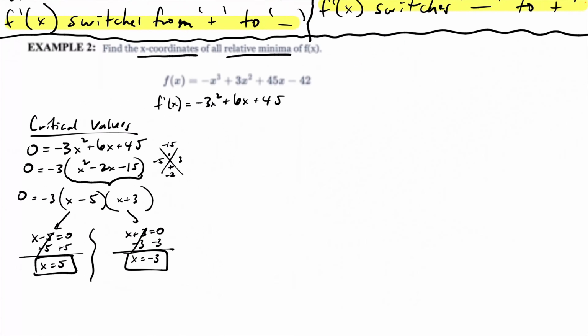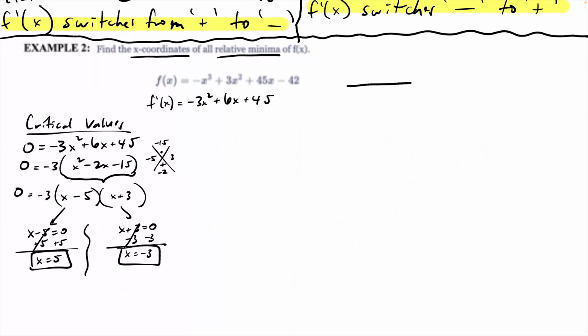All right, so now let's make our number line, because we have to figure out where this is increasing, where this is decreasing. So we have a negative 3 and a positive 5. So which numbers are we going to pick? Or what kind of numbers are we going to pick? You don't have to tell me exactly because we have options, but what numbers do I pick?